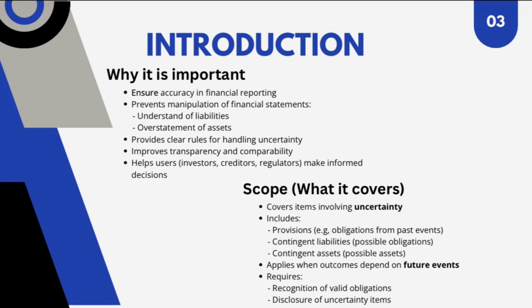It includes provision, contingent liabilities, and contingent assets. It applies when outcomes depend on future events. It also requires a company to recognize valid obligations and disclose uncertain items properly. Now I will pass to Chi-En to explain provision.